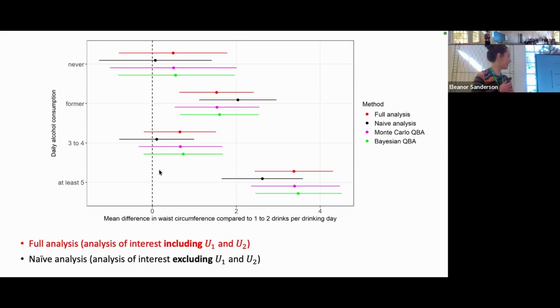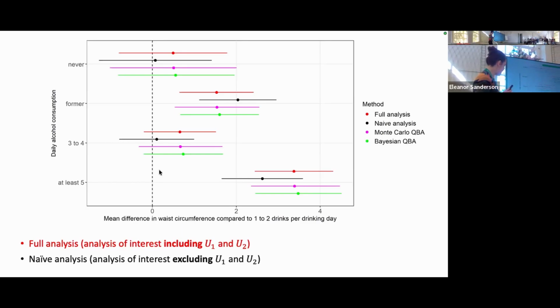So here's a plot showing the results. On the vertical axis, we have the results for the 4 coefficients of the exposure effect. At the top, we've got the coefficient for never drank. Then we've got a former drinker, 3 to 4 drinks, and then at least 5 drinks on the bottom. On the horizontal axis, we've got the mean difference in the waist circumference in comparison to the reference group of 1 to 2 drinks per drinking day.